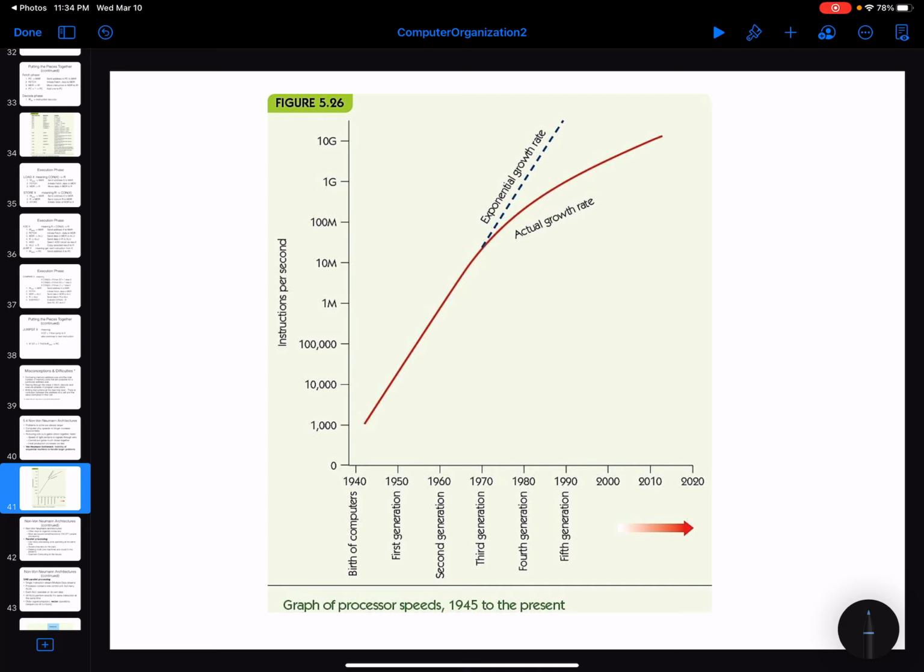You can see that in the first couple of decades, the speed was actually exponential. This diagram is a logarithmic diagram, so each of these units, the distance between them is 10. So you can see that this growth was exponential up until the 1970s. From that point, the actual growth rate became much less than the exponential growth rate.